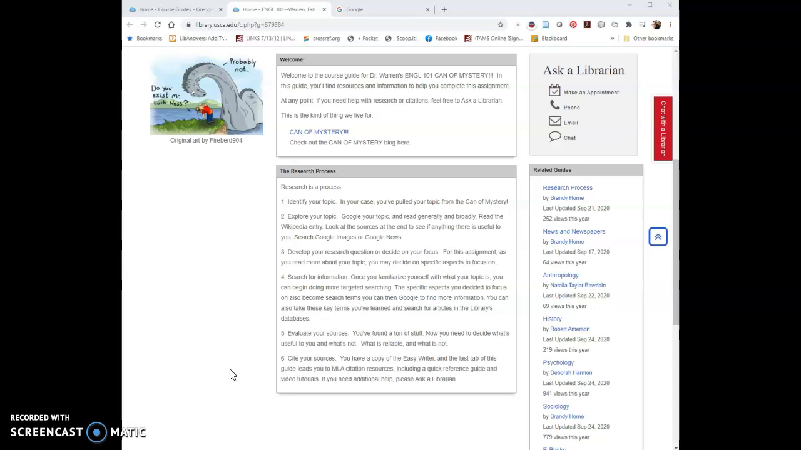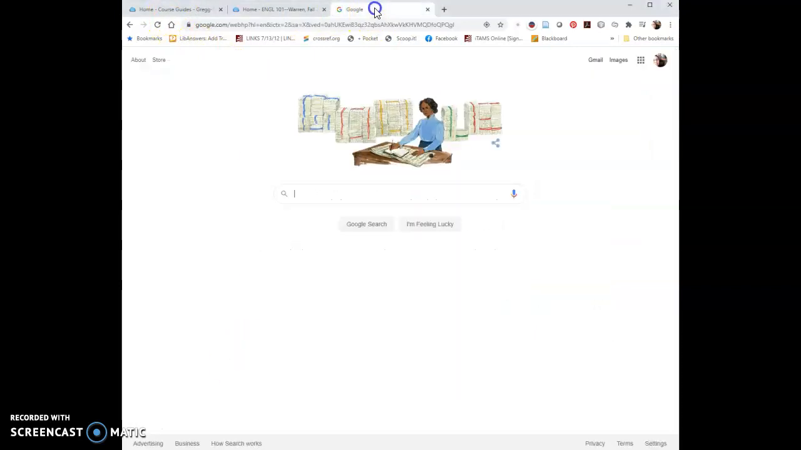I would recommend, if there is a Wikipedia entry, to read it, and we're going to look at that in a little bit, and to look at the sources at the end to see if there's anything there that you could potentially use as a source. You can also look at things like Google Images and Google News to see what other kinds of information you can find. So, leaving the guide, I'm going to Google.